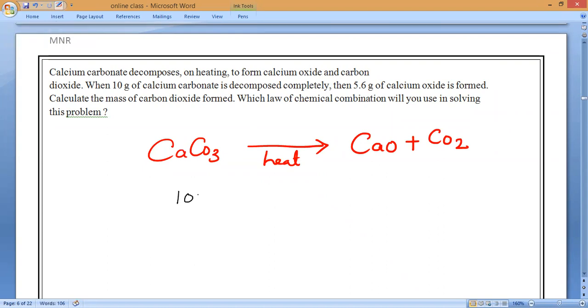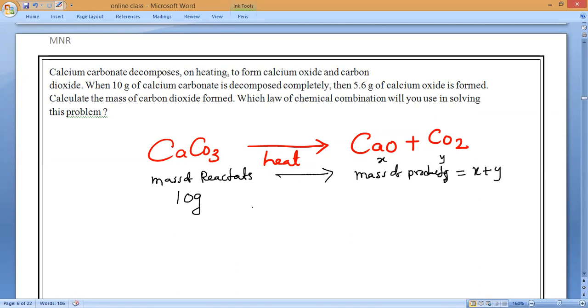10 grams of calcium carbonate. This is what we call the mass of reactants. Mass of reactants is equal to mass of products. Mass of products means two things. What is the mass of products here? Let me take this as X and this as Y. So mass of products is equal to X plus Y. Is it yes or no? Yes, sir. So 10 grams is equal to the mass of X. We know that. What is the mass of X they have given?